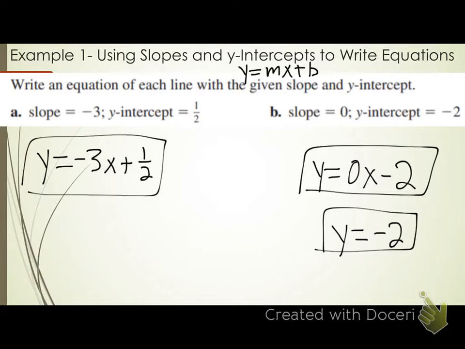Does that make sense though? Plug in 0 for slope, your m value. Plug in -2 for b, your y-intercept value. Okay? Any questions on example 1, A or B? Feel pretty good about that one? Can I move on?